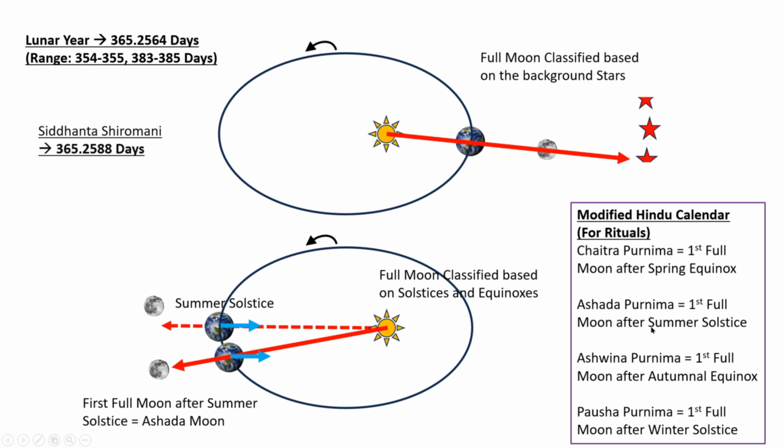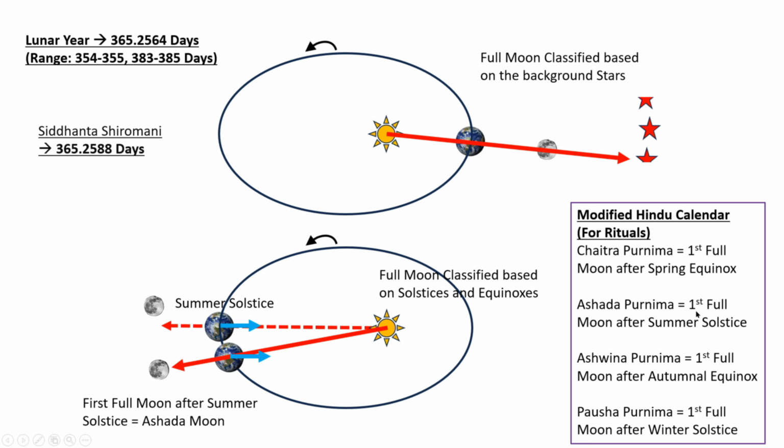So we can still celebrate the fifth day of the Chaitra full moon, or the 10th day of the Ashwina Amavasya, and so on. We can still have all those ritualistic definitions intact, but it will be seasonally accurate this time with these corrections. So what we can do is define this Chaitra Purnima as the first full moon after the spring equinox.